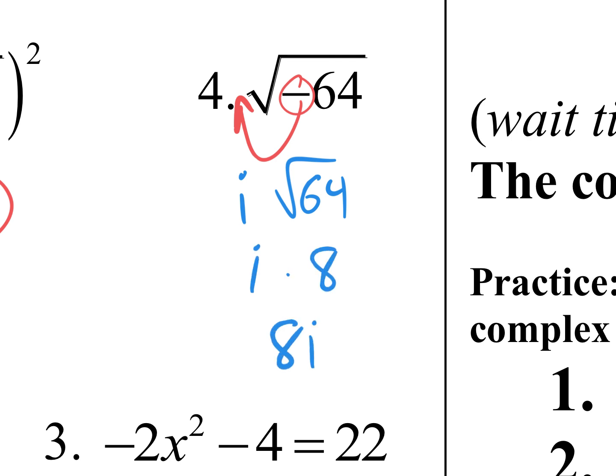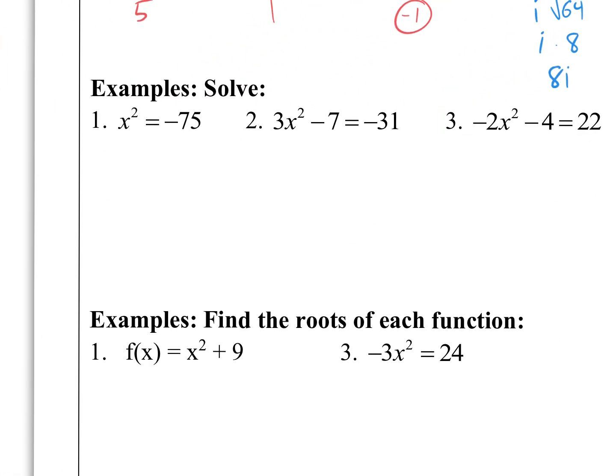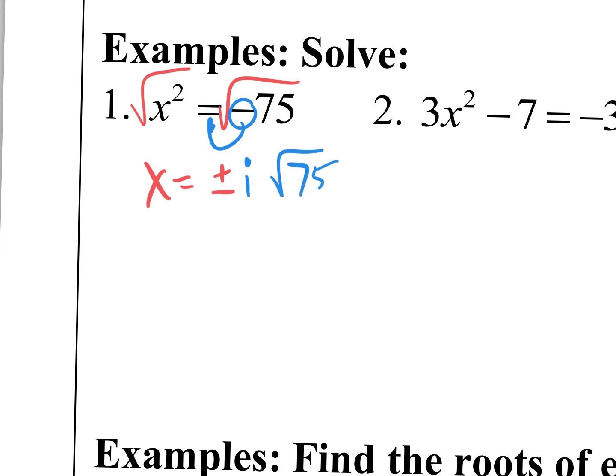Okay? And when solving, we're going to be applying square roots. Whenever you apply a square root, you have to put a plus or minus in front of your answer. So you want to get x by itself, you're going to square root, you're going to have x equals plus or minus. That negative comes out as an i, and then you have the square root of 75 to deal with. You could do that on a calculator, or you could do it by hand.